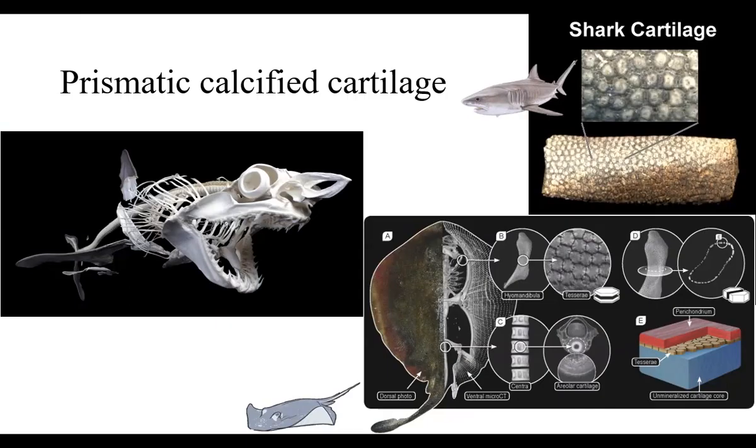So this is a living shark skeleton, of course. The only part of this that's likely to make a fossil are those hard teeth that have dentin and enamel.